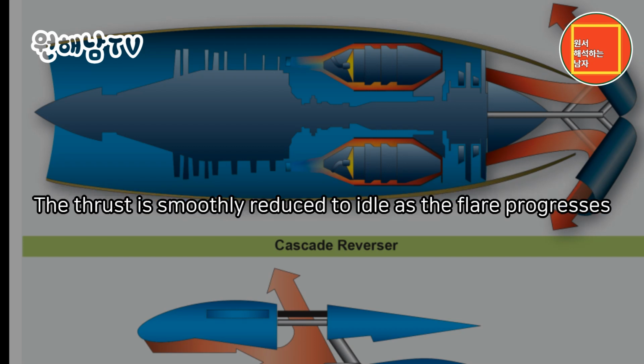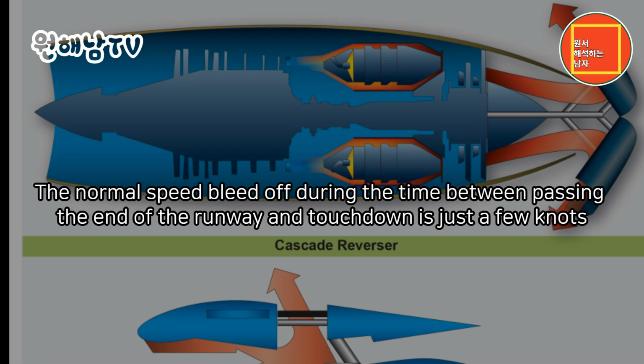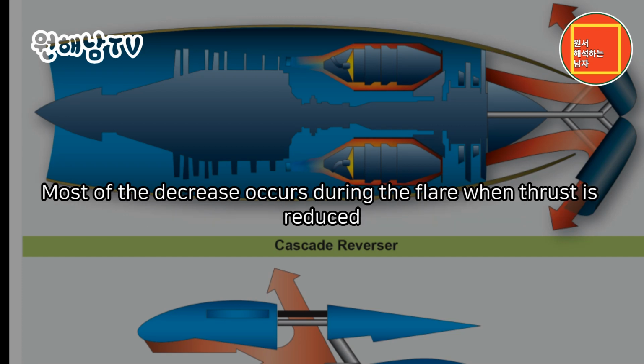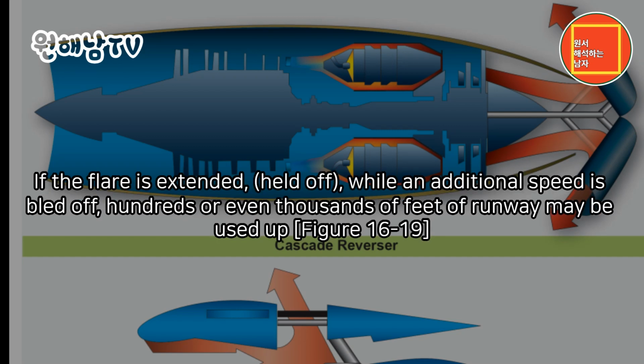The thrust is smoothly reduced to idle as the flare progresses. The normal speed bleed off during the time between passing the end of the runway and touchdown is just a few knots. Most of the decrease occurs during the flare when thrust is reduced. If the flare is extended, held off, while an additional speed is bled off, hundreds or even thousands of feet of runway may be used up.